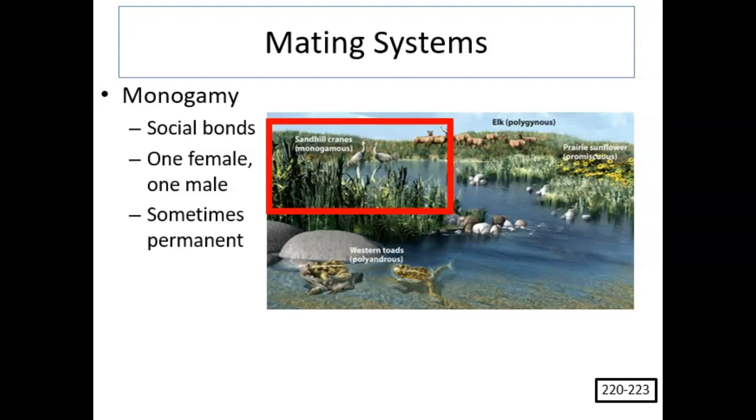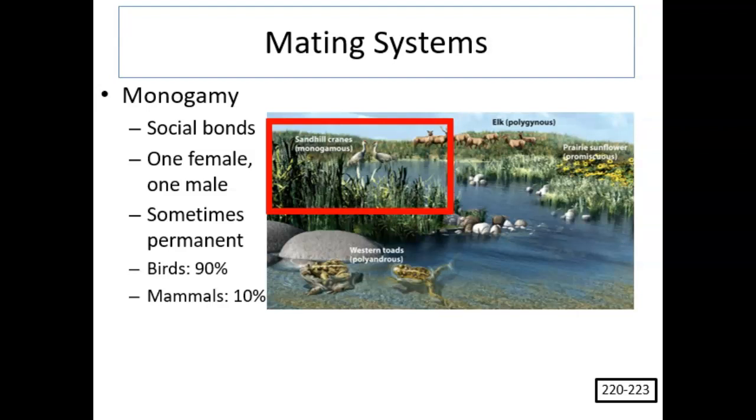Now, our example here is sandhill cranes, which is a type of large bird. We have some here in Ohio. And that's a pretty good example because in birds, 90% of bird species are monogamous. So most bird species, not all, there are some significant exceptions, but most bird species are monogamous. Whereas, interestingly, in mammals, it's only about 10%.